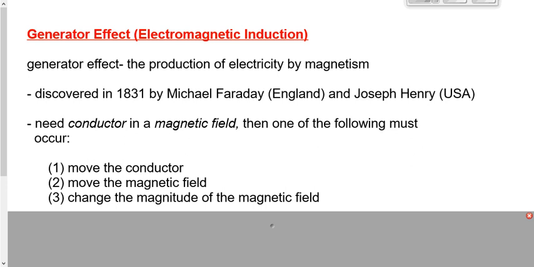Does that make sense? So Ørsted: electricity generates magnetism always. Faraday and Henry: magnetism generates electricity sometimes, if you've got a wire and a magnetic field, and one of them moves or the magnetic field changes in magnitude.